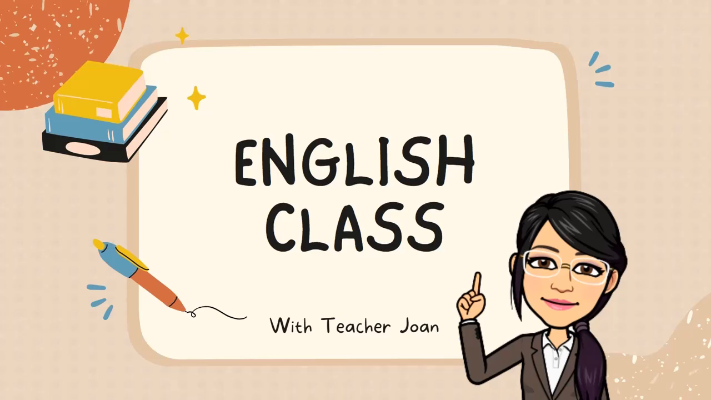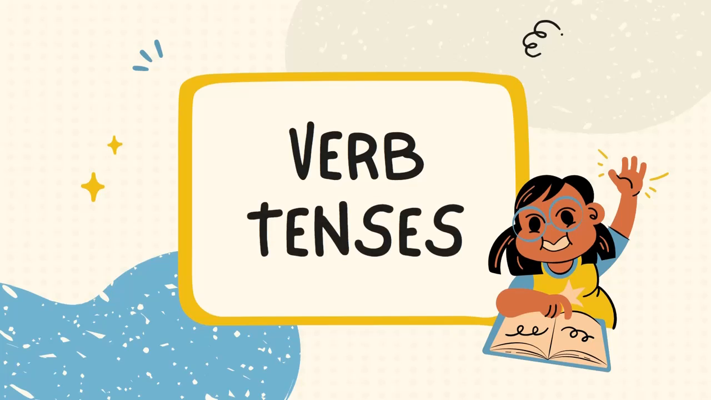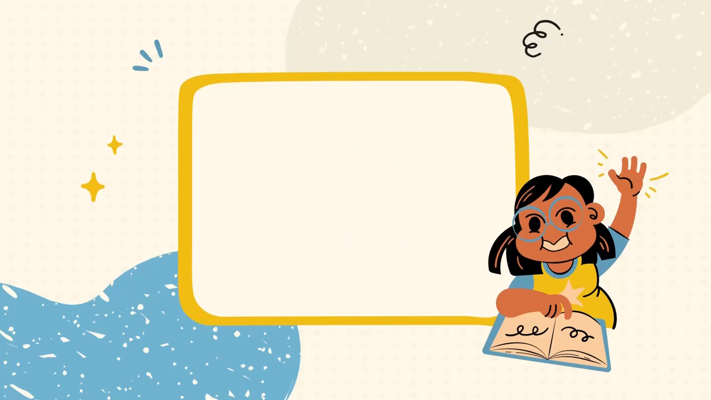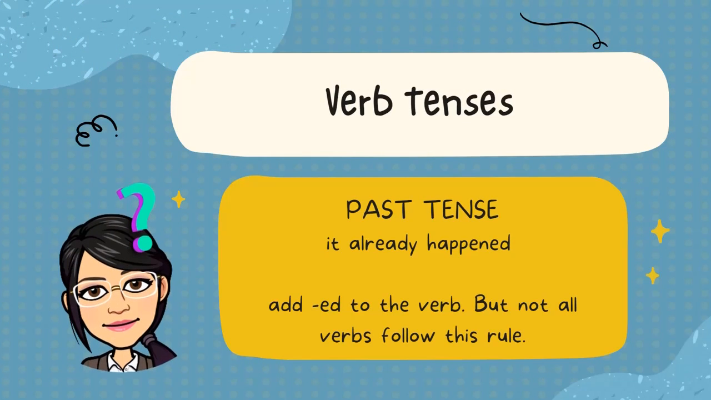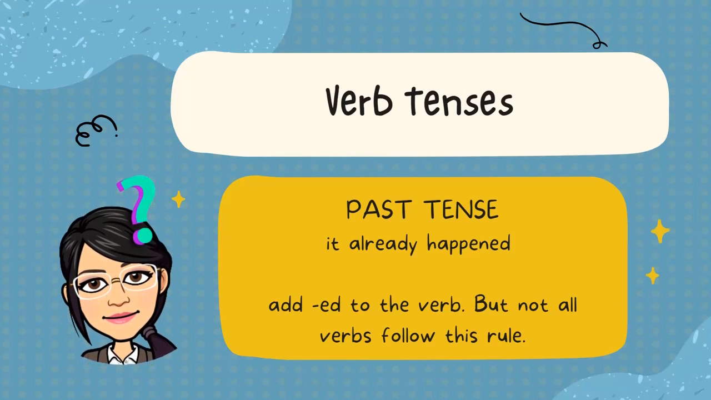Let's learn about the verb tenses. Today, we will identify the simple tenses of verbs and use them correctly in a sentence. Verb tenses. Verb tenses depend on when the action takes place.